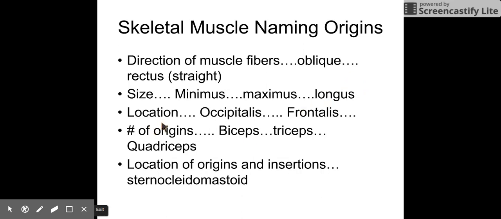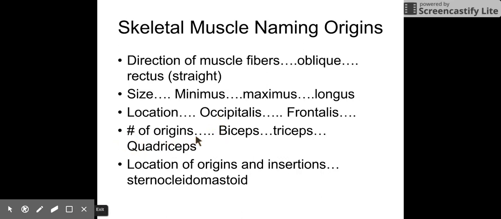Then the location of the muscle. So a lot of times we will use the bone on which that muscle sits to give it its name. As you can see, I have some examples here. Occipitalis is found on your occipital bone, and frontalis is found on your frontal bone.